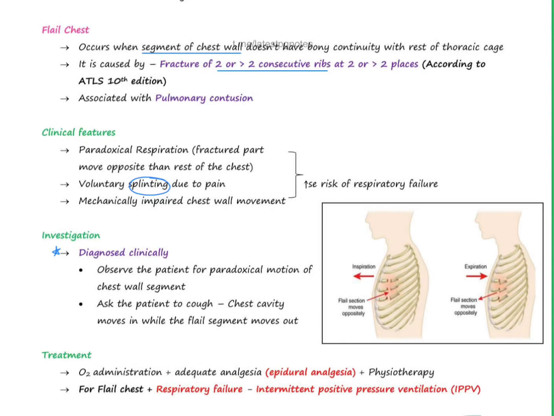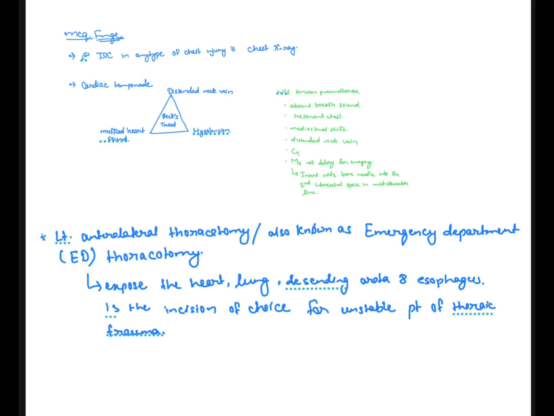Thoracic injuries for the FMGE. X-ray will be the choice of investigation in any kind of blunt injury to the thorax. Okay, the most common complication after blunt injury to the thorax is rib fractures.